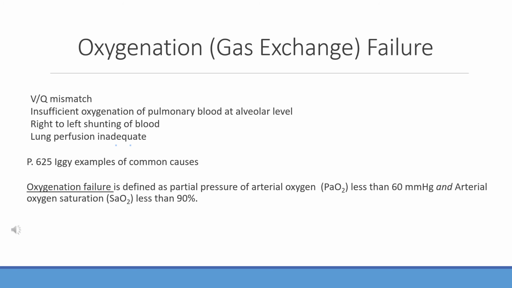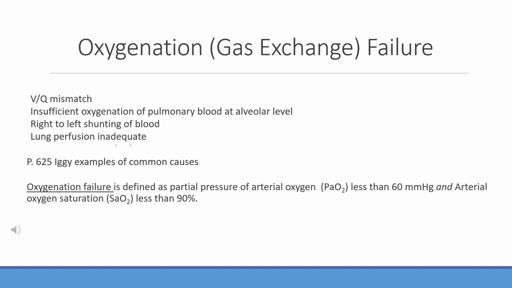Now let's discuss oxygenation failure, or gas exchange failure. Oxygenation gas exchange failure occurs when the oxygen intake, or ventilation, the letter V, is normal, but lung blood flow, or perfusion, the letter Q, is decreased for some reason. Pulmonary blood is not oxygenated sufficiently.